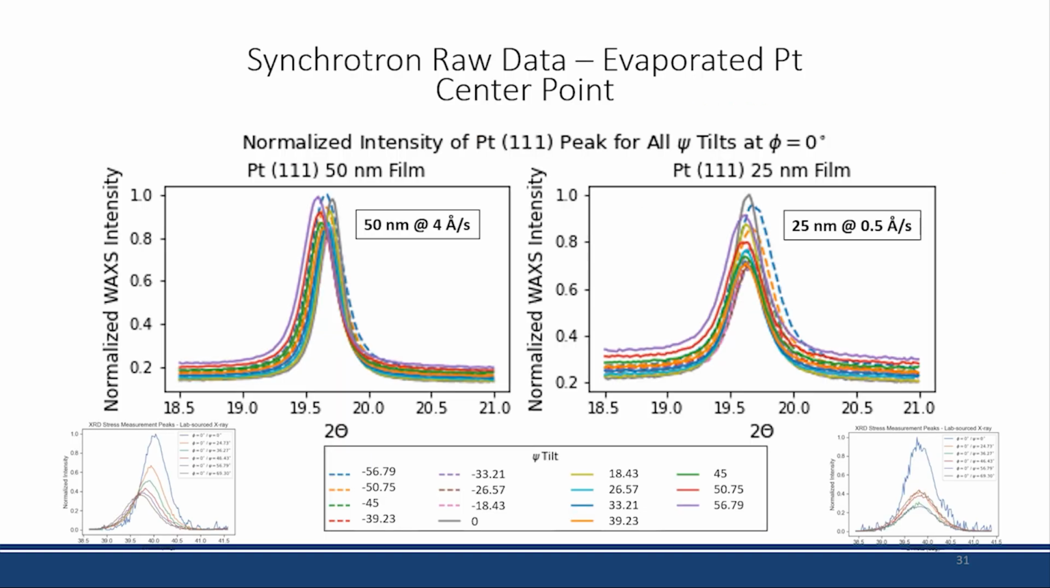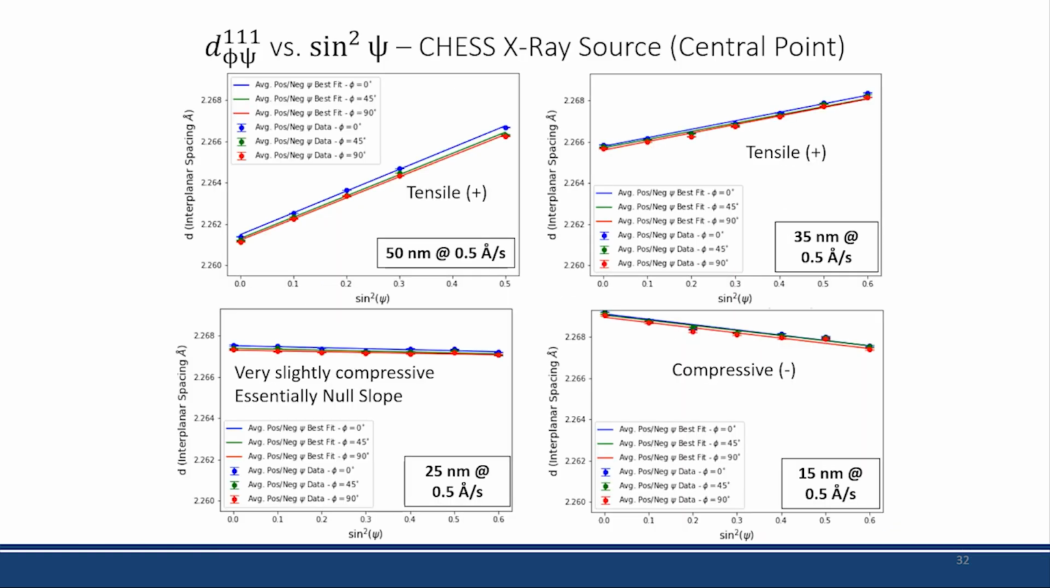But you can see that the signal to noise ratio is much better. These are the same samples. This was measured on a lab source, and this was 50 nanometers. And as you get lower and lower in thickness, that signal to noise ratio becomes higher. And that kind of was really helped a lot with the synchrotron.